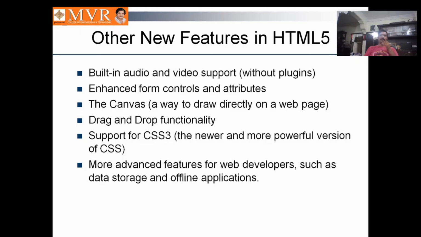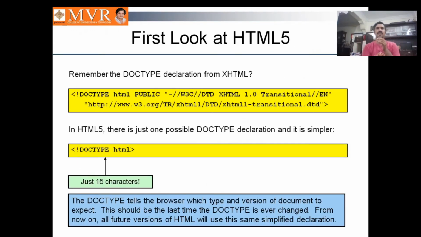Enhanced form controls and attributes. Some controls can be enhanced. Canvas is one of the features in HTML5. What is canvas? It is a way to draw directly on a web page. Drag and drop functionality. Support for CSS3. More advanced features for web developers, such as data storage and offline applications. First look at HTML5.